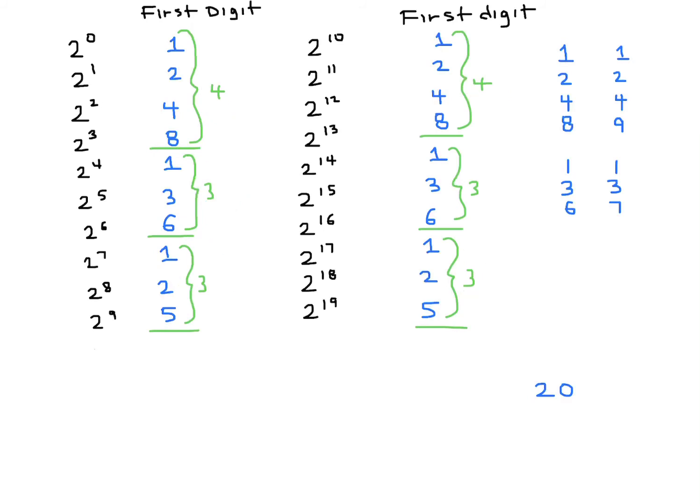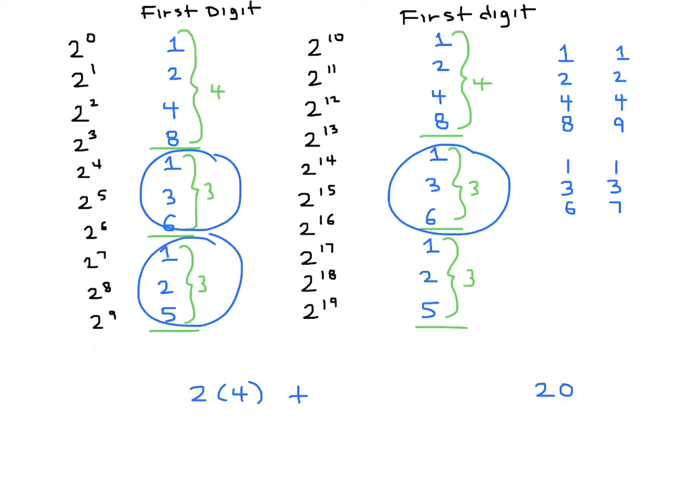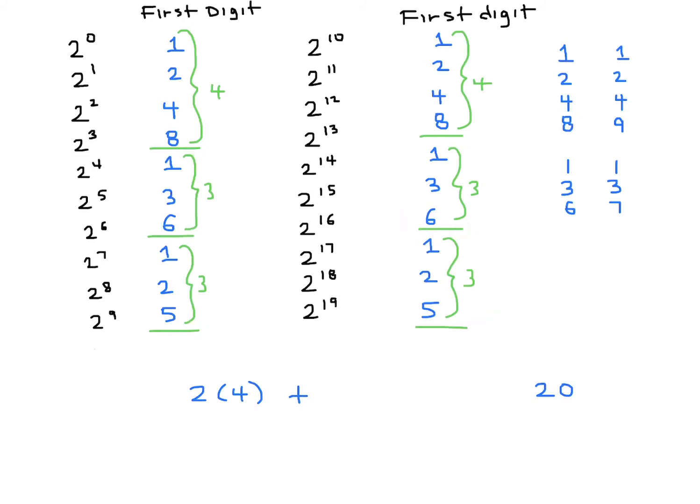So how many subsets of 4 do I have? I've got 2 of those: this one and this one. And each of them has 4 numbers in it. Okay? Then how many subsets of 3? Well, I've got these 4 groups, so I've got 4 of them. And each of them has how many numbers? Has 3. And if you total it all up, it should equal 20.